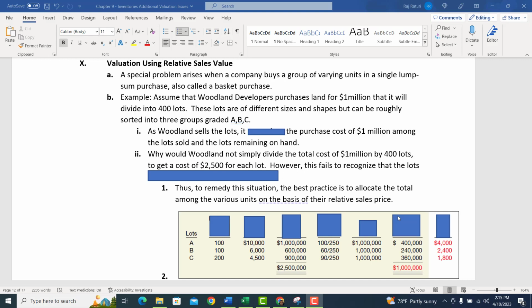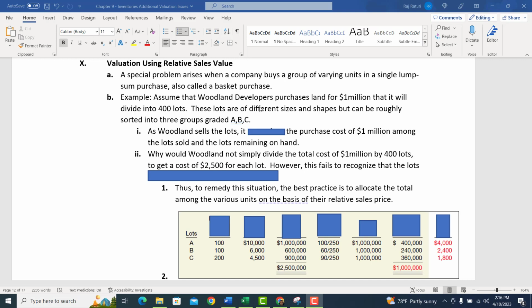Okay, so this is learning objective 3, and it explains when companies use the relative sales value method to value inventories. So we're talking about the relative sales value method. A special problem arises when companies buy a group of varying units in a single lump sum purchase, otherwise known as a basket purchase.